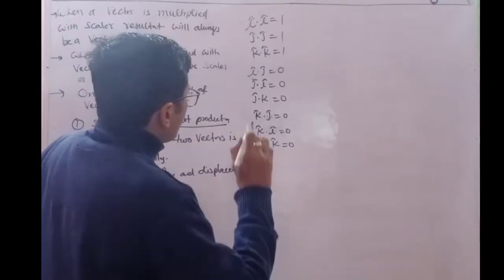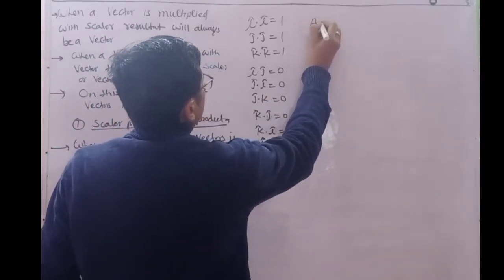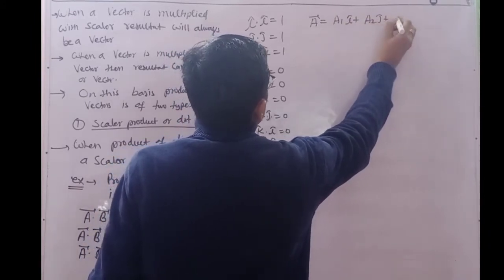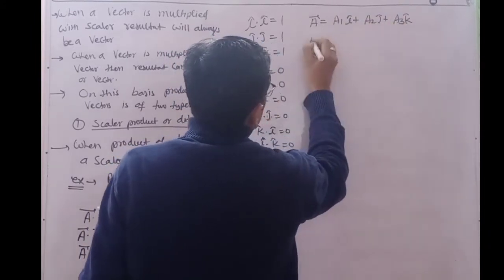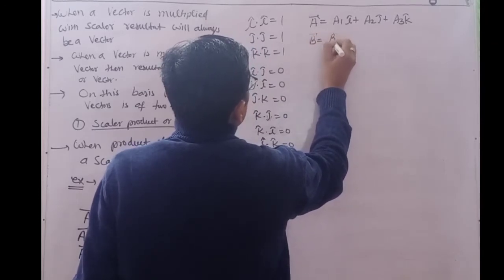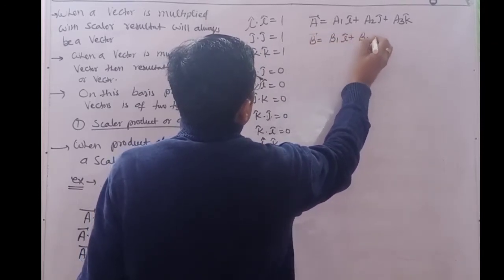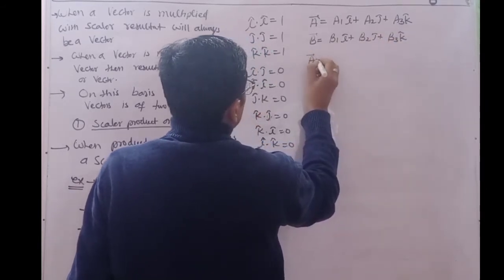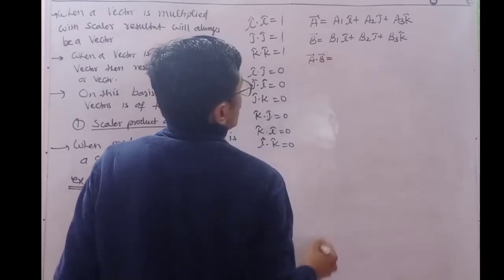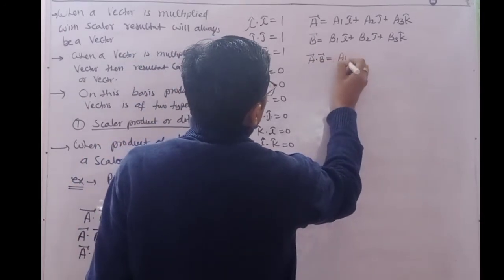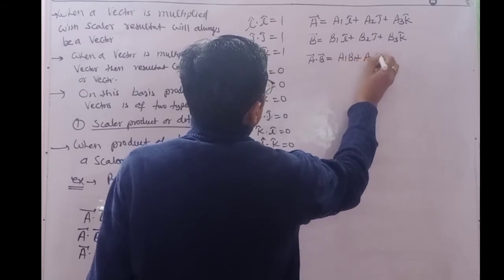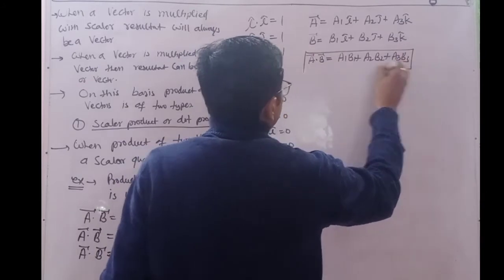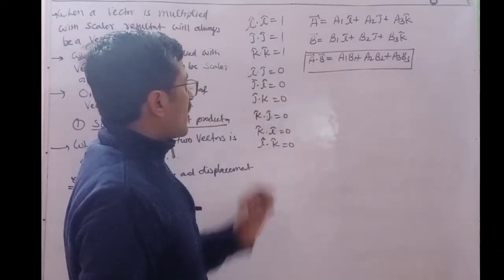Using A dot B is equal to AB cos theta, we can find, if you have A vector equal to A1 i plus A2 j plus A3 k, and suppose B vector is equal to B1 i plus B2 j plus B3 k, what about A dot B? It will be A1 B1 plus A2 B2 plus A3 B3. This is known as A dot B.